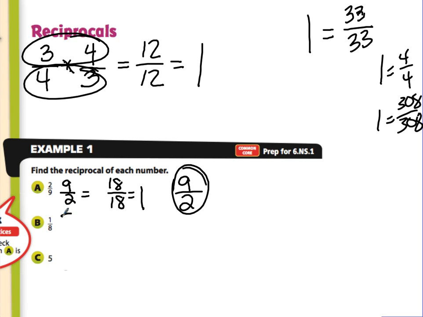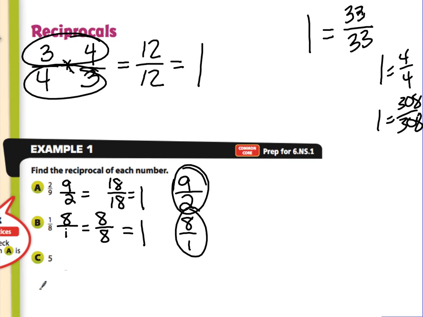Again, if I take 1 and multiply it by 8, and 8 and multiply it by 1, I will get 8/8, and I get 1. So the reciprocal of 1/8 is 8/1. Actually, there shouldn't be an equal sign there because those are not all equal. But the reciprocal is 8/1.